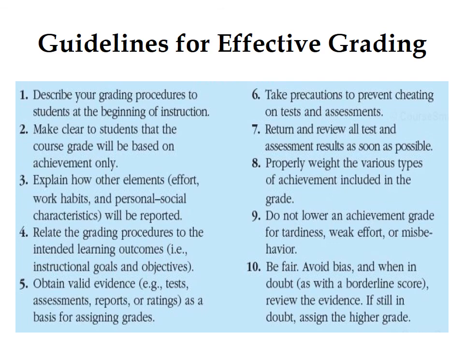Properly weight the various types of achievement included in the grade. The ninth one is do not lower an achievement grade for tardiness, weak effort or misbehavior of the student. And the last one is be fair and avoid bias, and when the teacher is in doubt, review the evidence. If still in doubt, assign the higher grade.